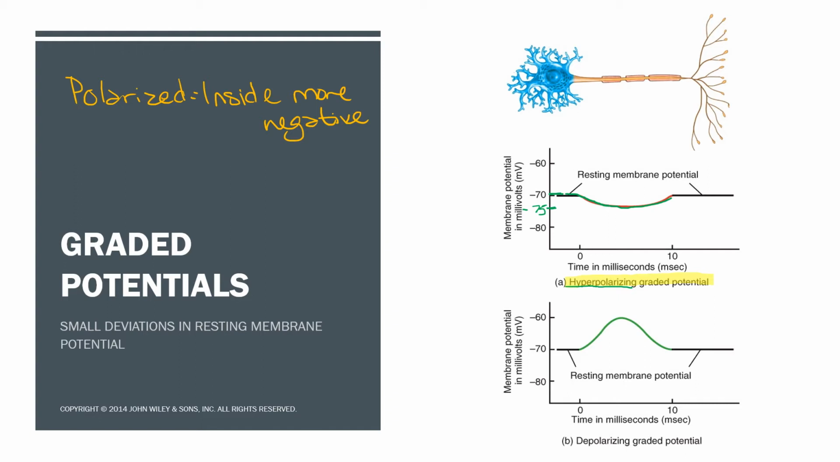Now, on the other hand, when the response makes the membrane less polarized, this is going to be termed depolarizing. Depolarizing makes it less polarized. So we're starting here at -70 at resting membrane potential, and we're going to have a response in the cell that causes the cell to become less negative. So -60 is a little bit less negative on the inside of the cell than -70 is, and that's going to be depolarizing.